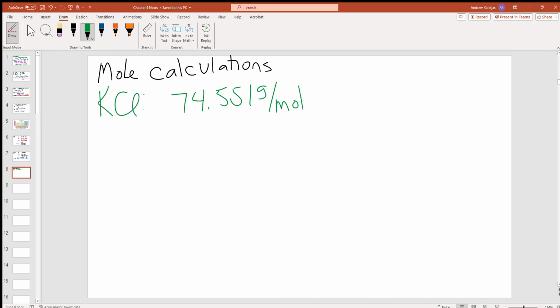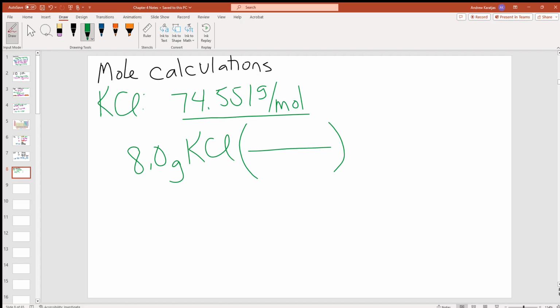Now, if we had that exact amount, we know it's 1 mole. If we had double that, we would know it was 2 moles. But what if it's some random amount? 8.0 grams of KCl. How many moles is that? Well, we use our molar mass as a conversion factor. And we're going to put the unit we want to end up with on top, the unit we want to get rid of on the bottom.